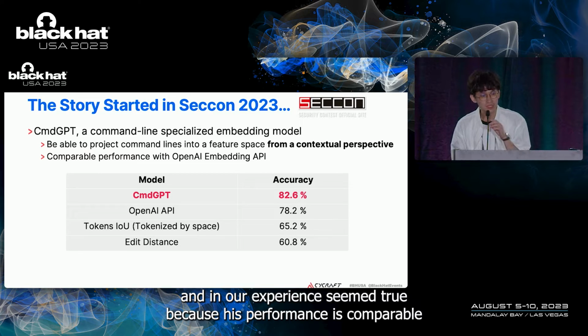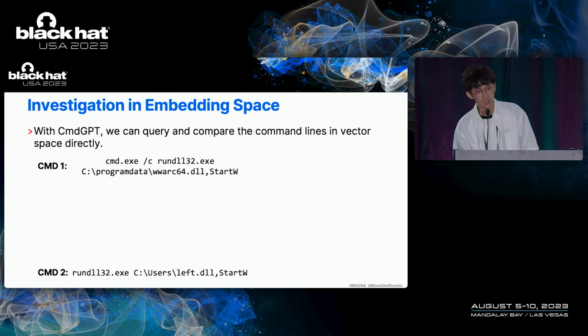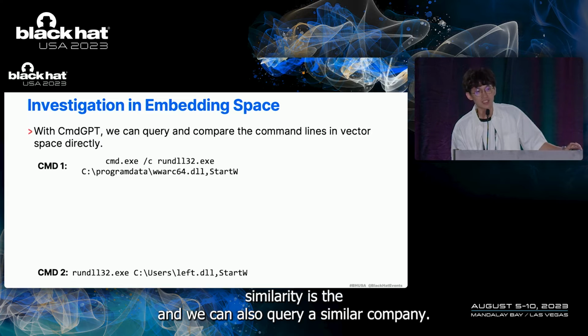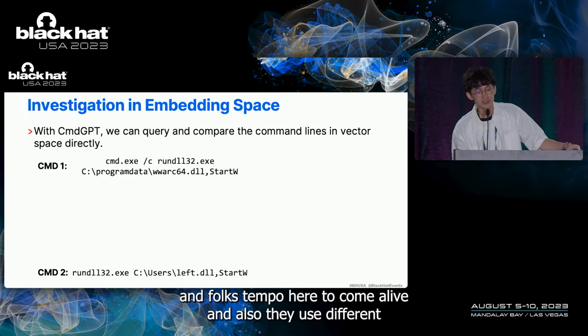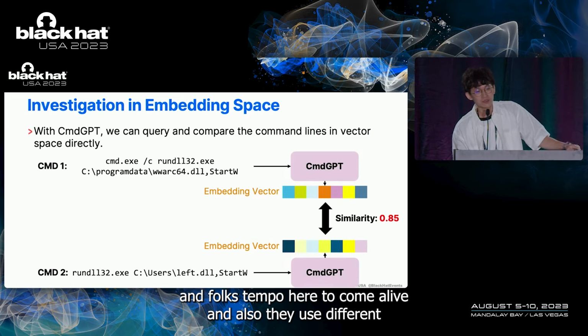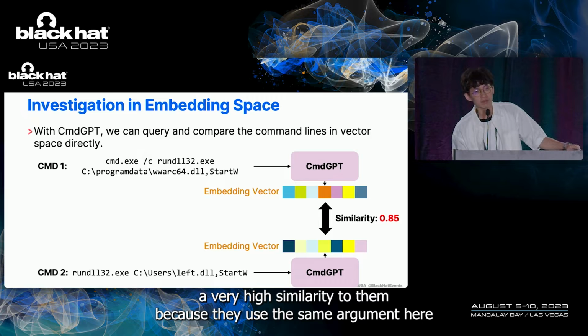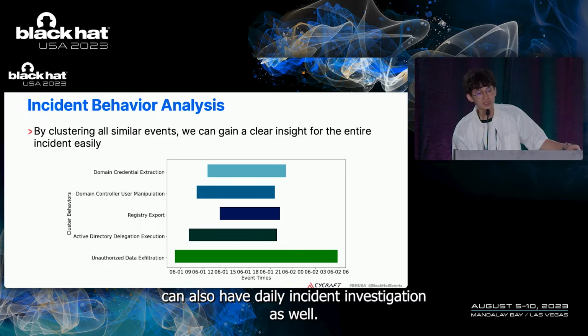And in our experiment, CMD-GPT's performance is comparable to OpenAI's embedding API on our command line testing data set. With CMD-GPT, we can measure the similarity of different command lines easily, and we can also query similar command lines from our malicious history database. For example, here are two command lines. Although they use different executable file names, CMD-GPT still assigns a very high similarity to them because they use the same argument here.